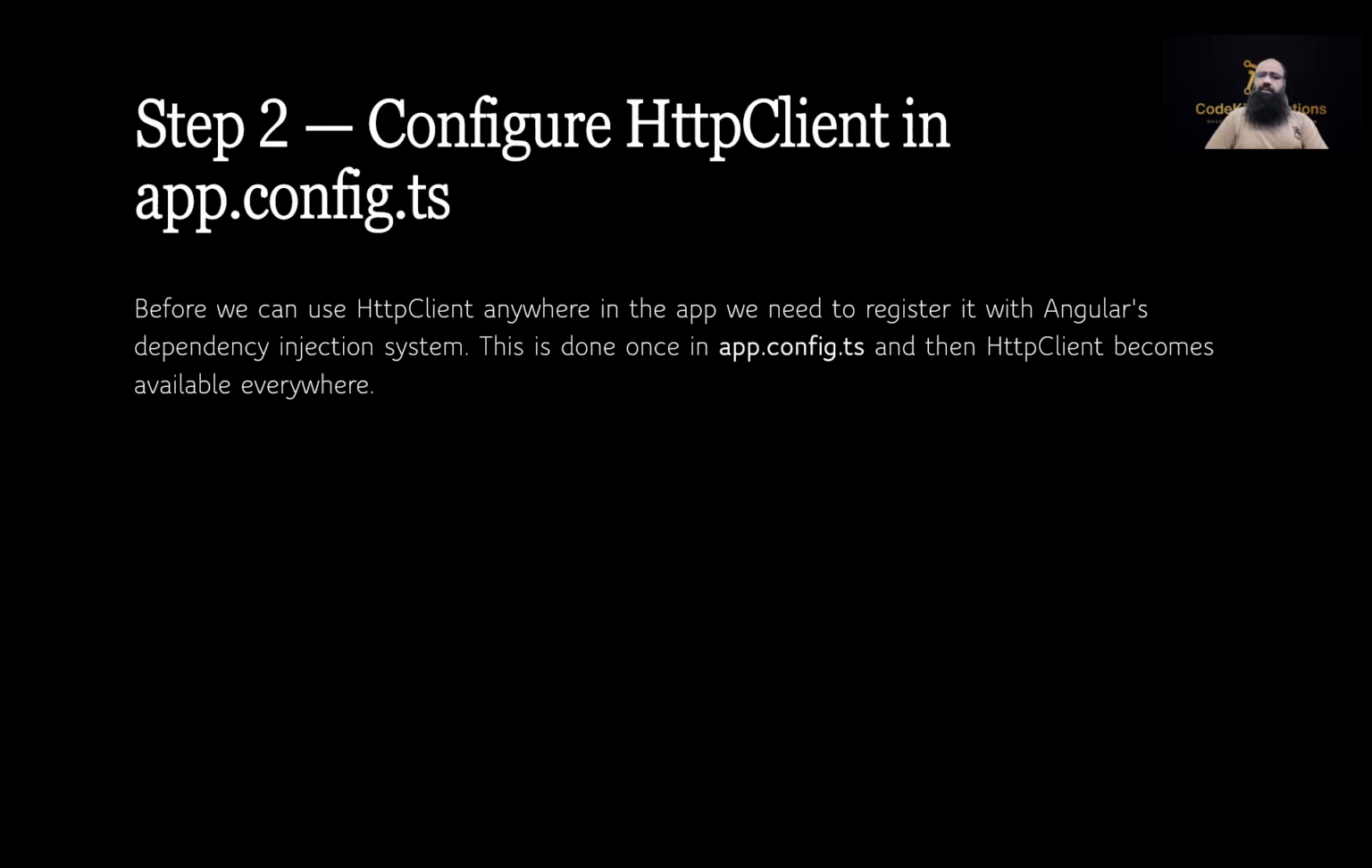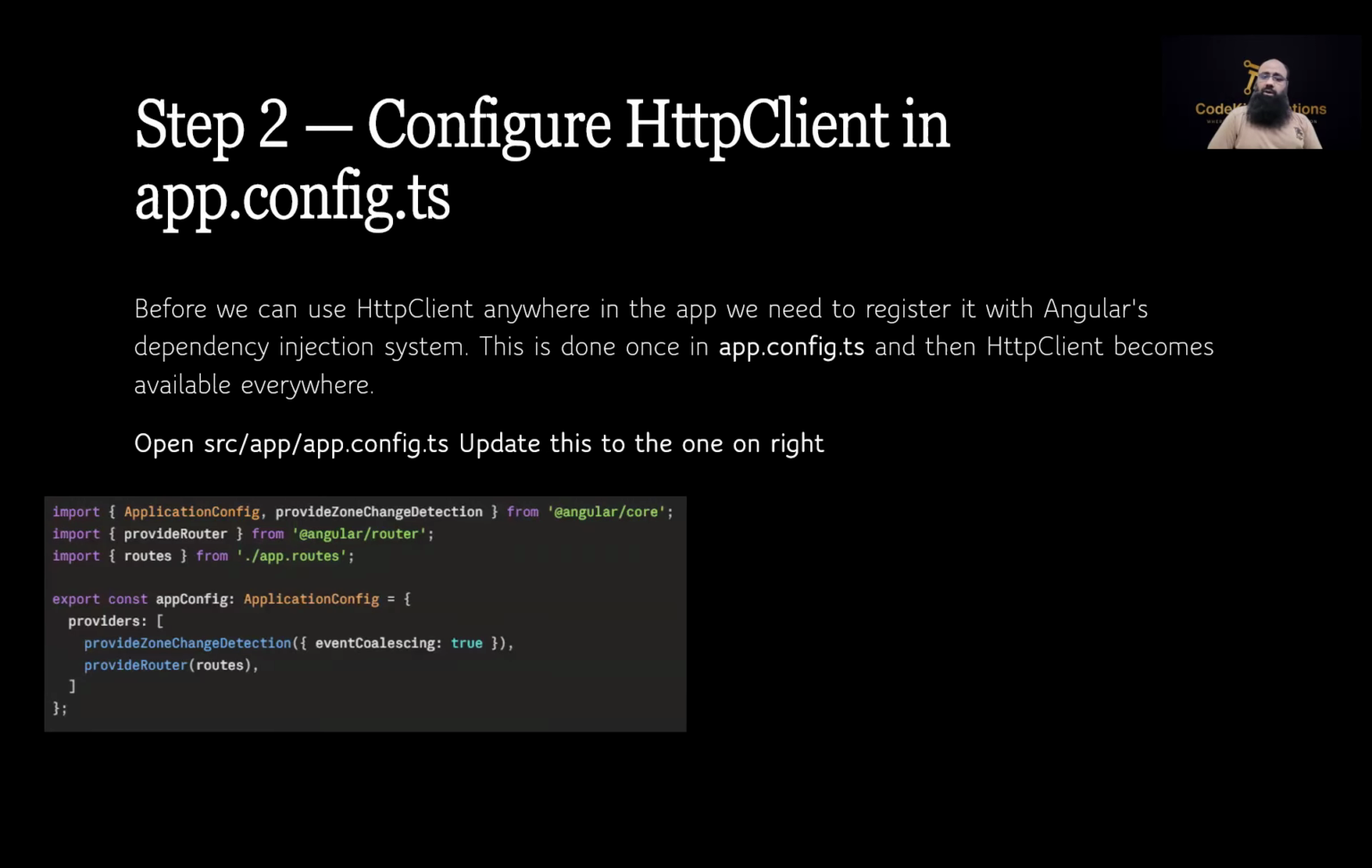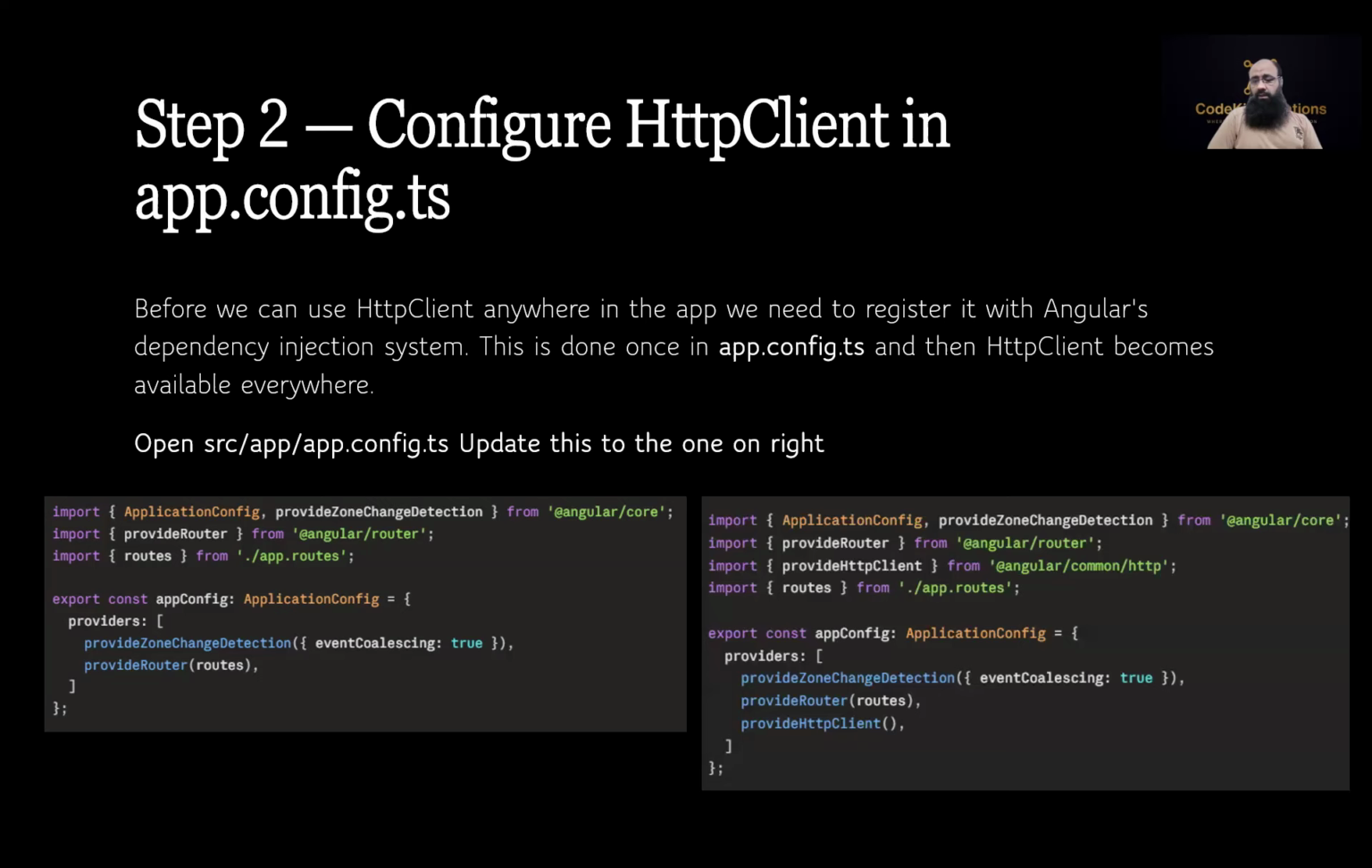Before diving deep, what does it do? We can use HTTP client anywhere in the app, but we need to register it with Angular's dependency injection. So what's the reason for doing it inside the app.config.ts? It becomes available everywhere. What actually happens is we are going to modify the app.config.ts from the one on the left to the one on the right. So let me copy this code and set it up in the app.config.ts.